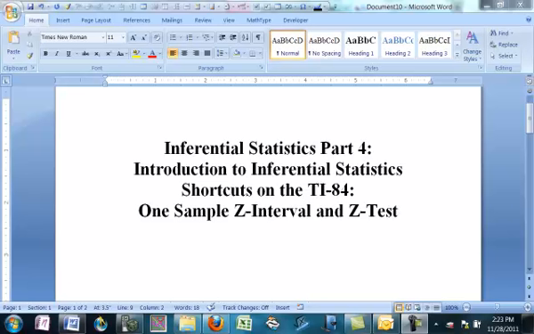This particular one is on an introduction to using the TI-84 to help us with inferential statistics. There are several shortcuts built into the TI-84, and specifically we're going to focus on one sample Z confidence intervals and one sample Z hypothesis test. So we're going to do both hypothesis testing and confidence intervals with the TI-84, and this gives us a good introduction to this basic concept.